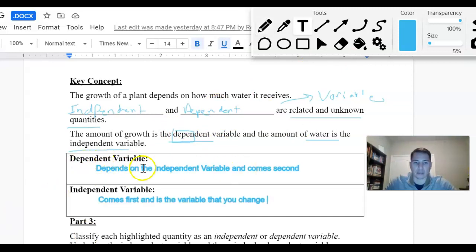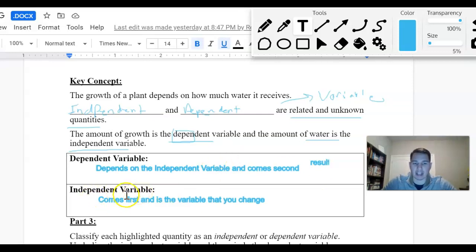Okay, I would like you to fill in the dependent variable and independent variable definitions. The dependent variable depends on the independent variable, and it always comes second. It is the result. Okay.